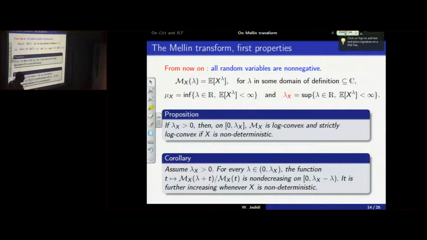It took a little bit of time. The question was purely analytic, and my approach is probabilistic. Then, what are the elementary properties of the Mellin transform? It's a log convex function such that this kind of ratio, as a function of t, is always non-decreasing.